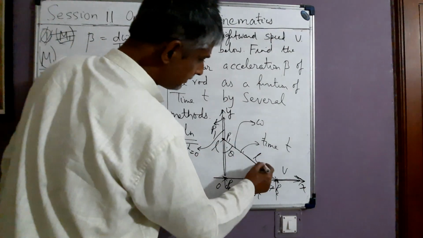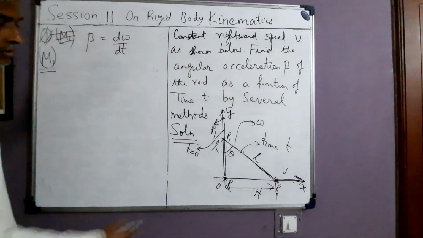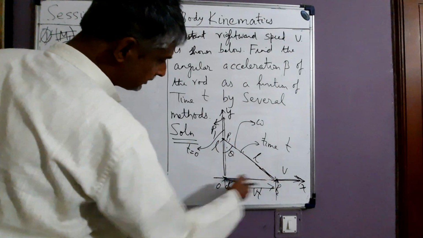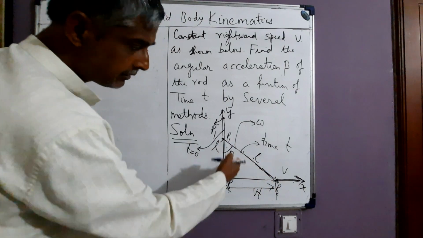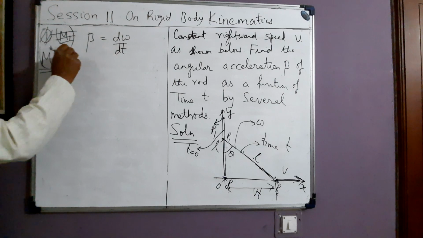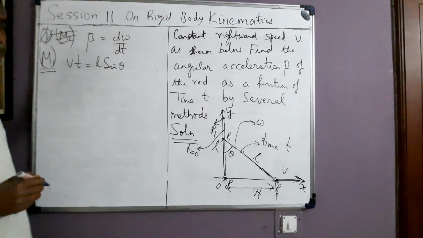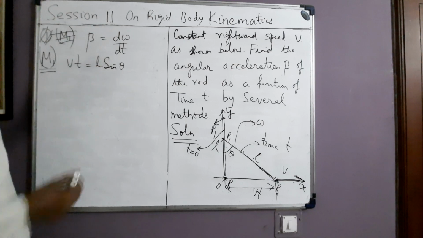Now this length is L, L is the rod length. From this we see, in the right angle triangle, this is the hypotenuse, this is the base. Vt is equal to L sin theta from trigonometry. Vt is equal to L sin theta. Now this equation is valid for all times.